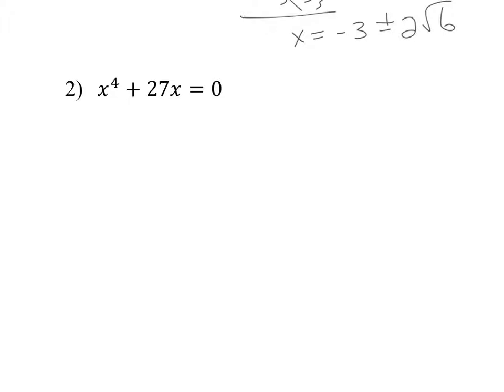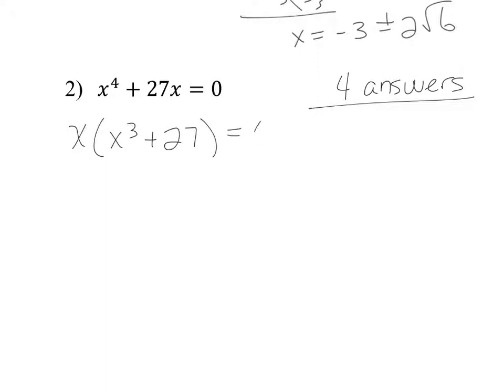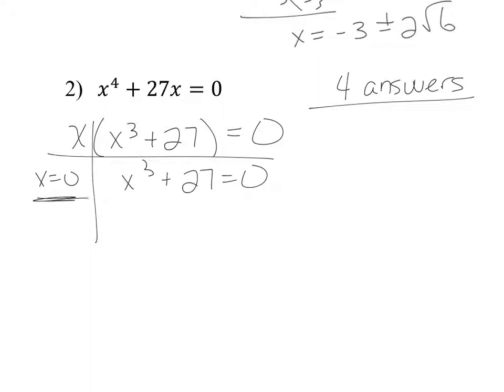And then we have this guy. All right. Already in standard form. The degree is 4, so I know in the end I should have 4 answers. 4 roots, 4 solutions. So it's good just to check in the end. Okay, factor out a GCF first. I'm left with x cubed plus 27. Oh, look, it's back. T-chart. x equals 0, x cubed plus 27 equals 0. This one's done. It's an answer. And now we have to do this guy.